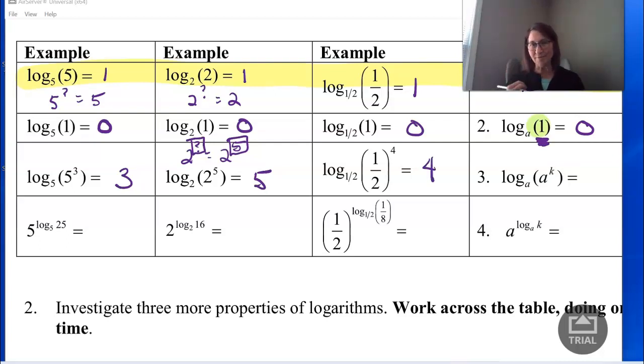So the pattern that we see here is when our argument is an exponent, and the base of our log and the base of that exponent are the same, then that logarithm is equal to that exponent of k.